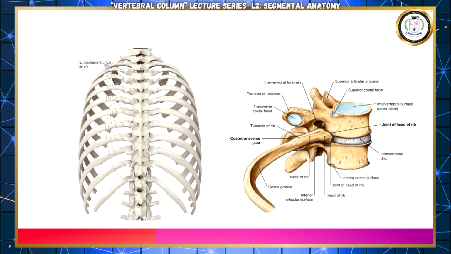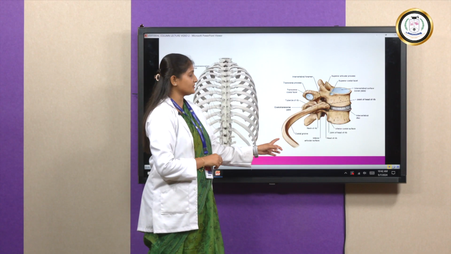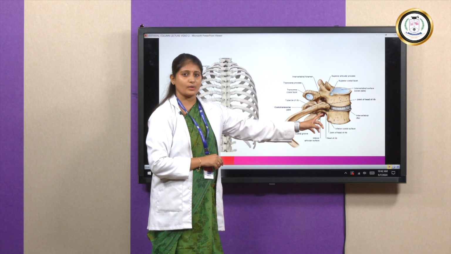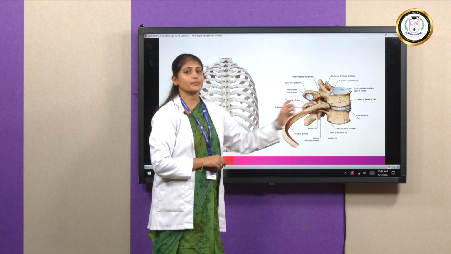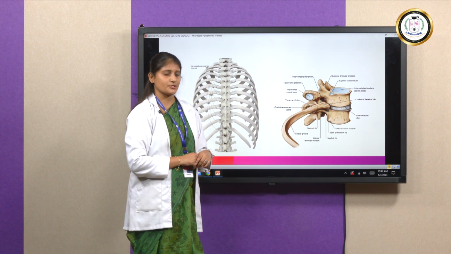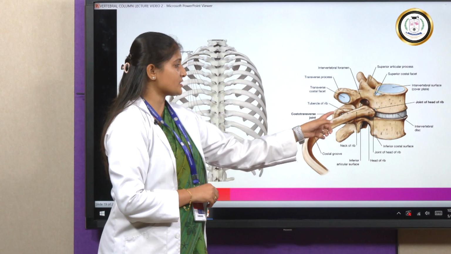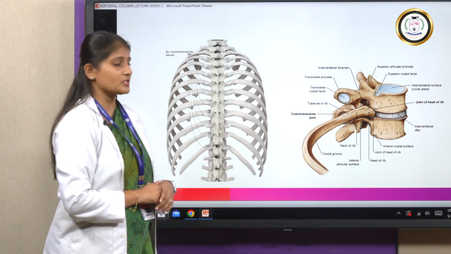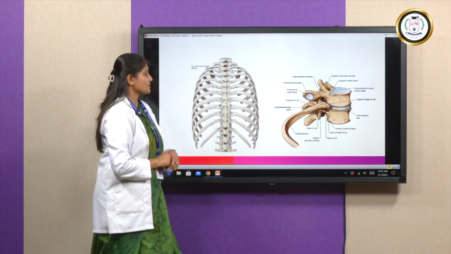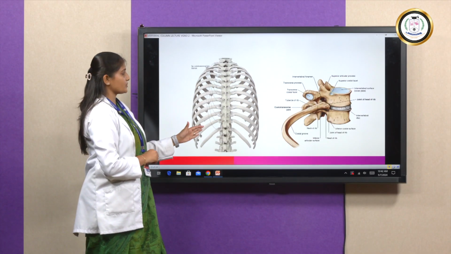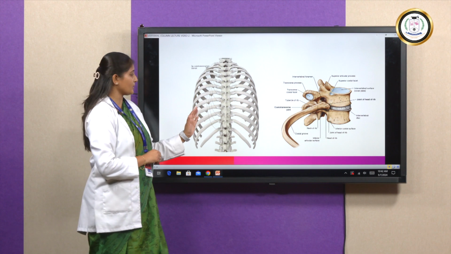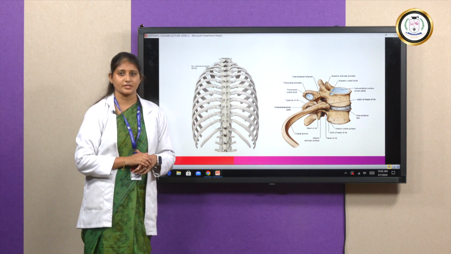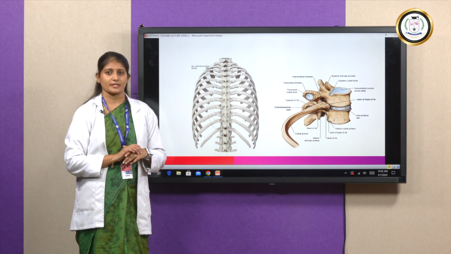There is a special feature which is there in the thoracic vertebra. So here we have the rib bone which is articulating with the vertebral body. That joint we call the costovertebral joint, and then the rib bone which is articulating with the transverse process, that joint we call the costotransverse joint. So this is how all the 12 thoracic vertebrae are articulating with the 12 pairs of ribs which is going to form the thoracic cage.